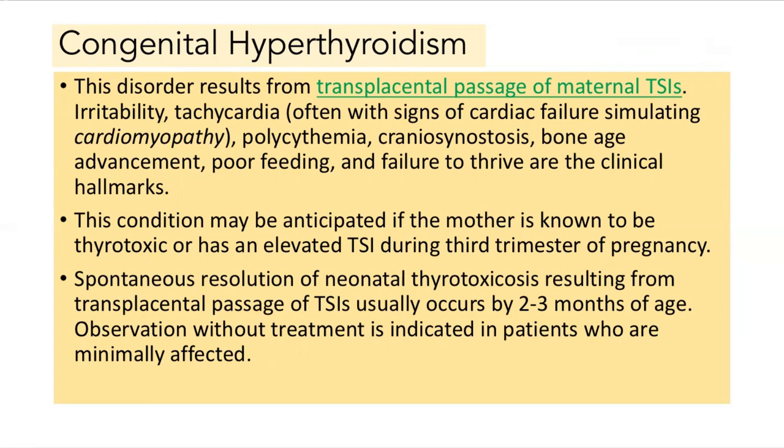This condition may be anticipated if the mother is known to be thyrotoxic. يعني الأم عندها thyrotoxicosis, وإحنا عملنا لها تحليل لقينا elevated thyroid stimulating immunoglobulins during the third trimester of pregnancy. فبنanticipate إن ممكن الطفل اللي جاي بالsymptoms دي يكون سببها transplacental passage of maternal thyroid stimulating immunoglobulins.